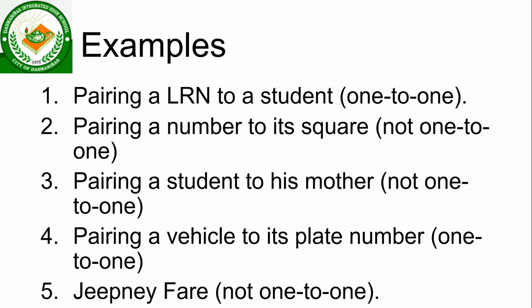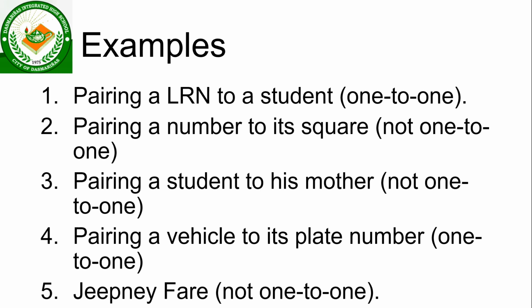Okay, for the second example or non-example, this one is a non-example, pairing a number to its square. A number is paired to its square. Okay, it seems to be one-to-one, but if you're going to think of another number, for example, 2 is paired to 4, but we all know that negative 2 is also paired to 4. So 4 is paired to 2 and negative 2. That is why this one is not one-to-one. We can say that it can be many to one. Okay? This one is many to one.